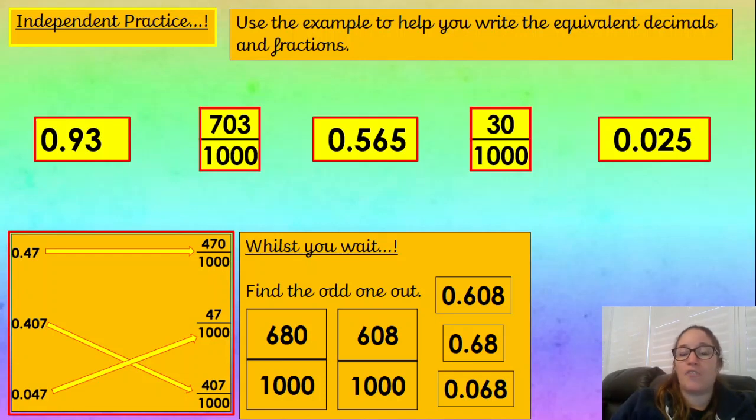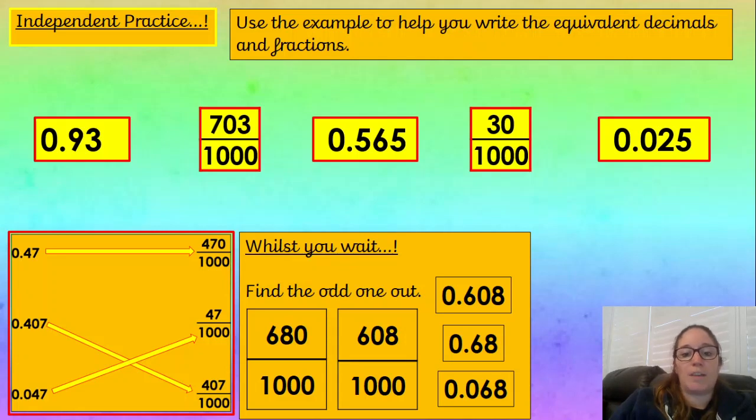Okay, I forgot to tell you the whilst you wait bit before I gave you the answers. In fact, I haven't got the answers for this bit because they're on the resources for you. But if you did want an extra challenge, you can try this whilst you wait. You just need to find the odd one out. If you want to do that now, then absolutely go for it. Pause the video and I will tell you the answer when you come back.